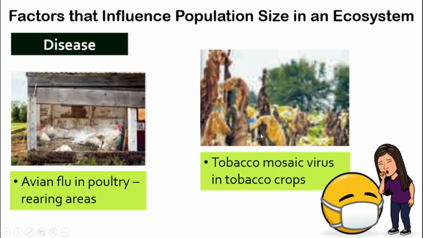Another example will be tobacco. This is a very blurred picture, I apologize for that. But the tobacco mosaic virus is a type of virus that can infest the crops, and that will also influence the population size of tobacco.